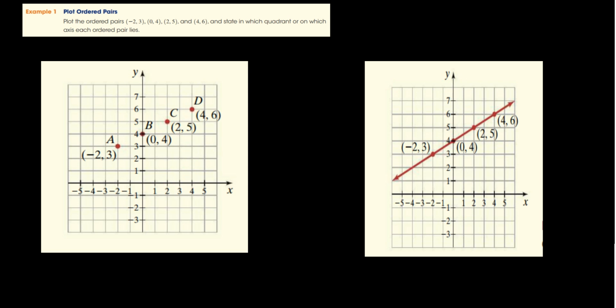Okay, so A, well, that's in quadrant 2, right? B is on the y-axis, and C and D are in quadrant 1. Now, if we connected these lines, or I'm sorry, we connected the dots, we see that we have a line.